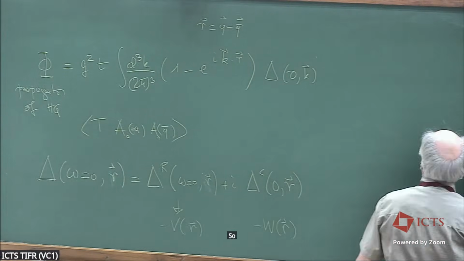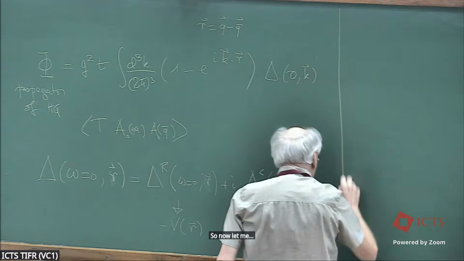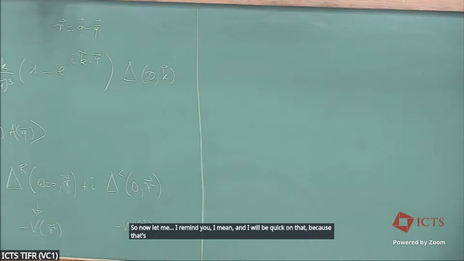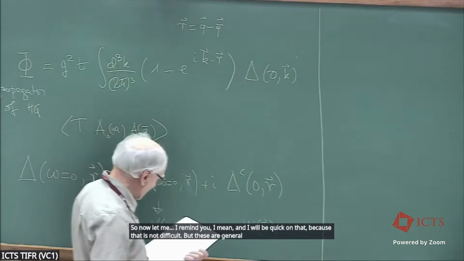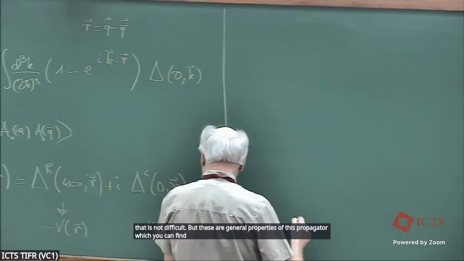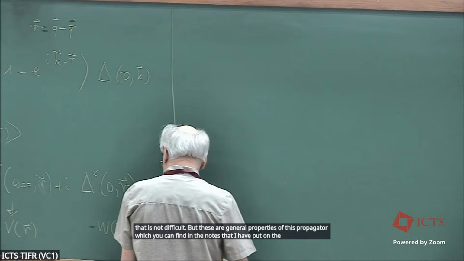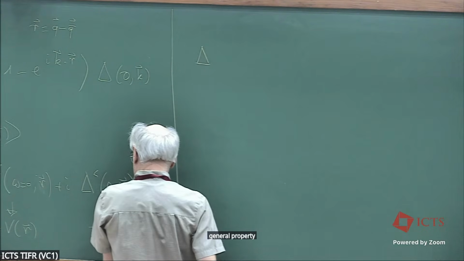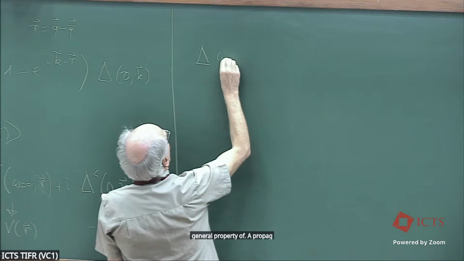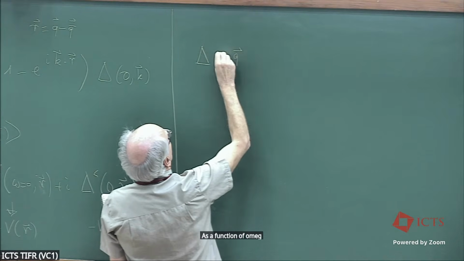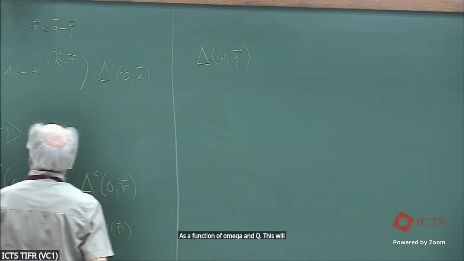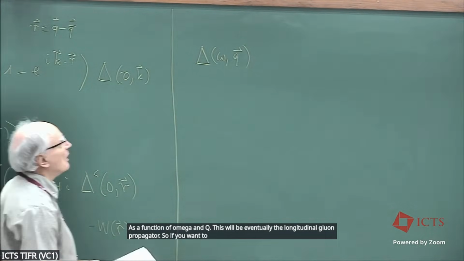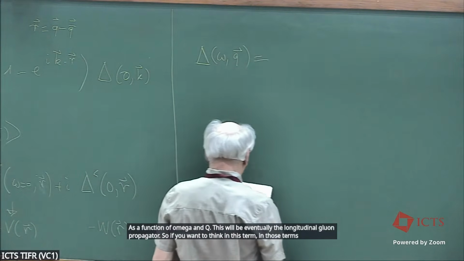So now let me remind you, and I will be quick on that because that is not difficult, but these are general properties of this propagator, which you can find in the notes that I have put on the web. A general property of a propagator as a function of omega and q. This will be eventually the longitudinal gluon propagator. So if you want to think in those terms, you can.